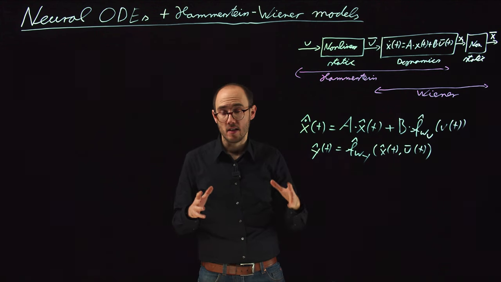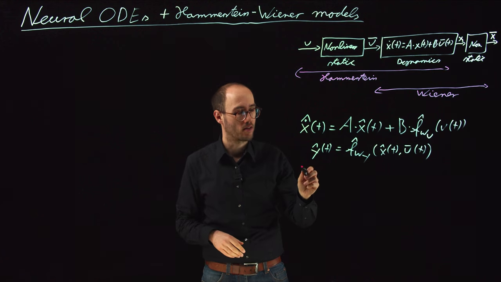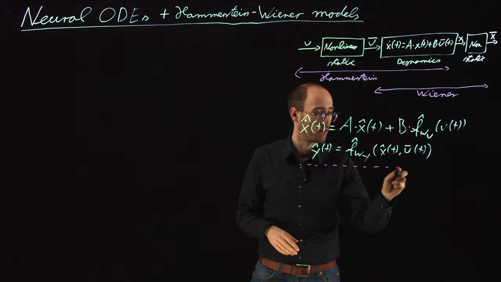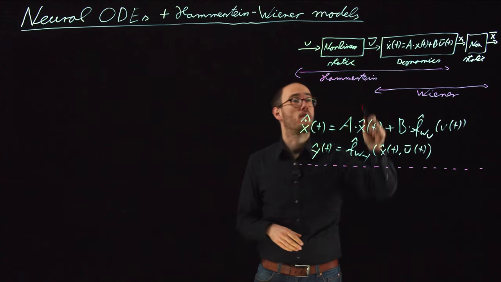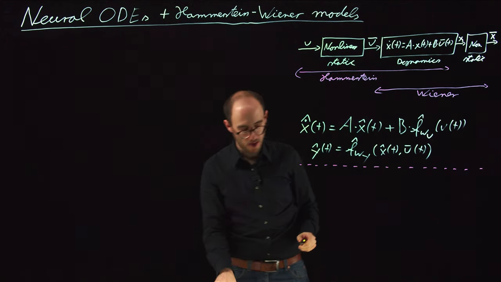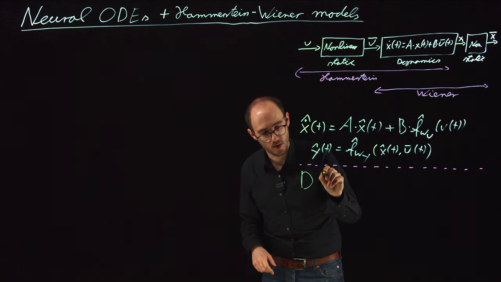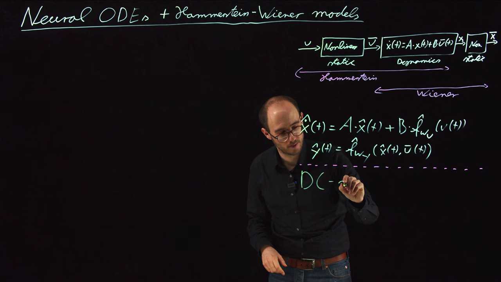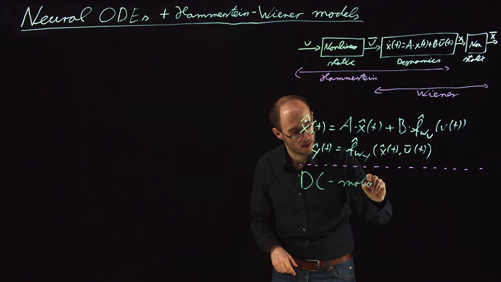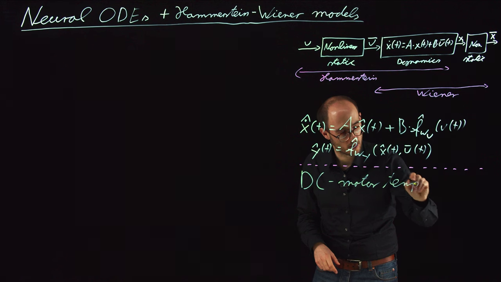In the rest of this video, I would like to discuss a small example based on the Hammerstein submodel, where we only consider an input nonlinearity, and that will be the thermal behavior of a DC motor. So a very simple electric motor. DC motor temperature dynamics.